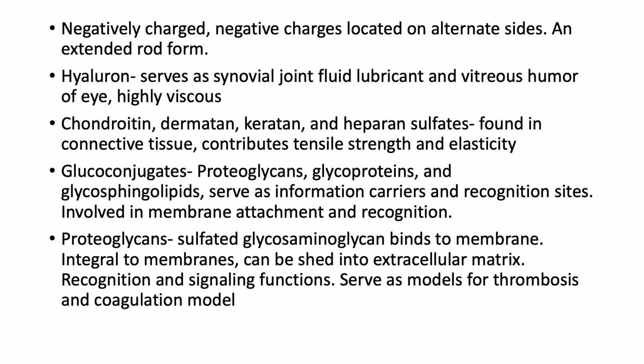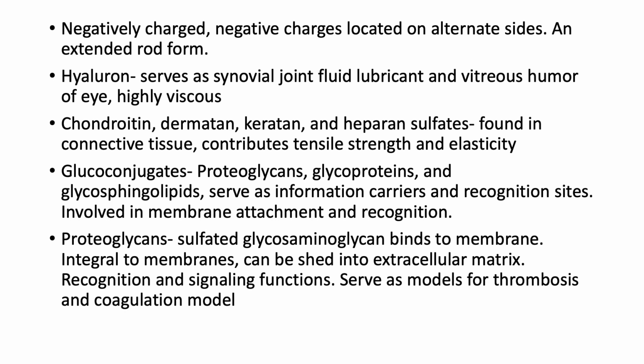Hyaluronan is a synovial joint fluid lubricant, highly viscous, found also in the vitreous humor of the eye. You can also have some other polysaccharides such as chondroitin, dermatan, keratan, and heparan sulfates. These are in connective tissue. They contribute tensile strength and elasticity. The entity of Ehlers-Danlos syndrome is an autosomal recessive inherited condition which has genetic defects and weaknesses of the connective tissue. Wound healing is a problem.